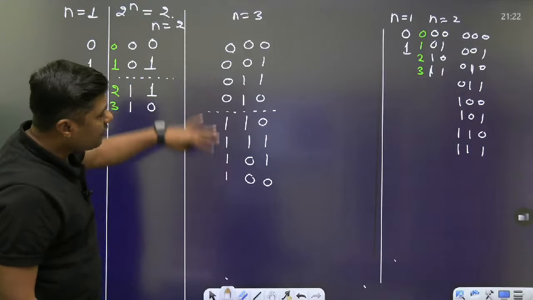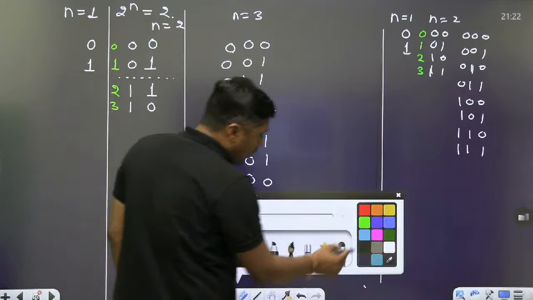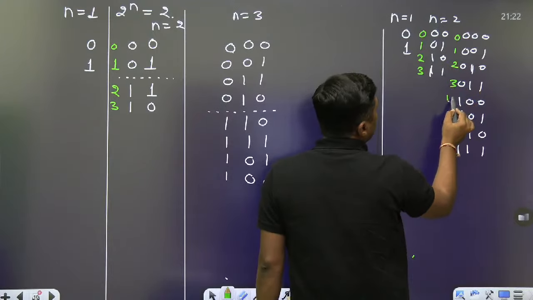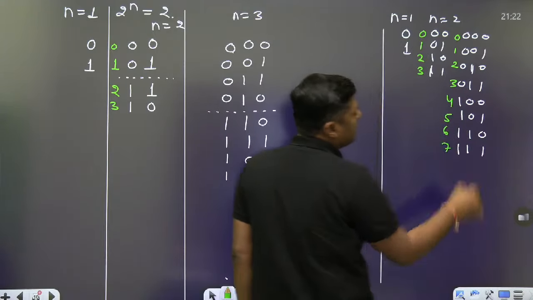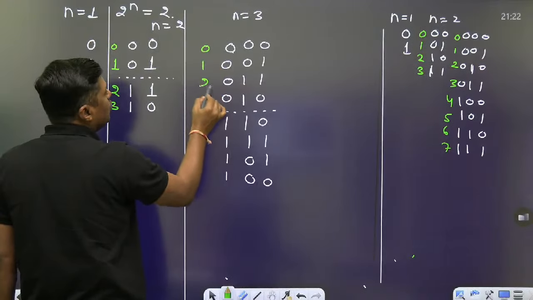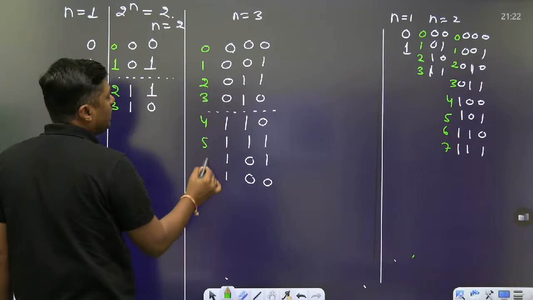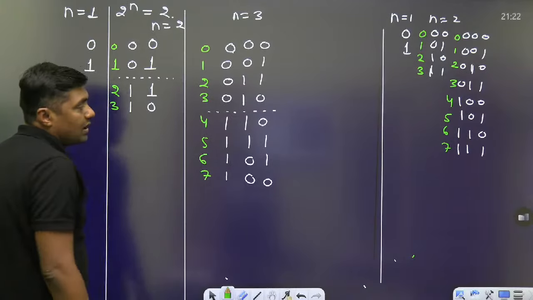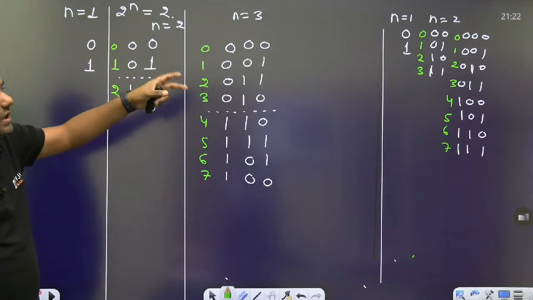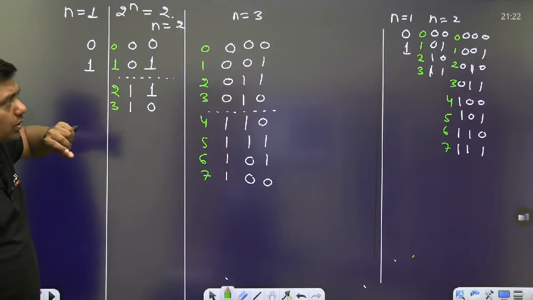And we again have 8 combinations. Now, what is the difference? It is 0, 1, 2, 3, 4, 5, 6 and 7 here. But in this case, it is also 0, 1, 2, 3, 4, 5, 6 and 7. Now, what is the difference between the binary and the gray code?